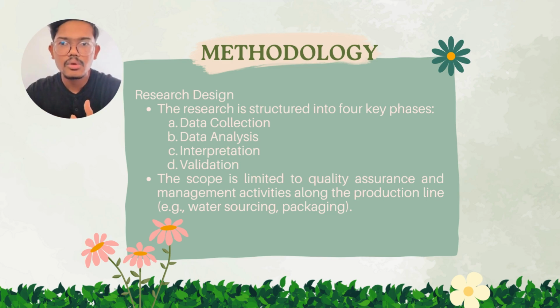Okay, next we will look at the overall design of our research. Our study was organized into four key phases. The first one is data collection, the second is data analysis, the third is interpretation of results, and the fourth is validation. Each phase focuses specifically on the quality assurance and quality management process along the production line, such as water sourcing, bottle cleaning, filling, and packaging.